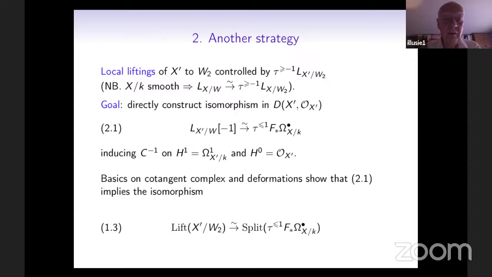So in fact, it's quite simple. The basics on the cotangent complex and deformation show that such an isomorphism in fact implies the isomorphism between the gerbe of liftings and the gerbe of splittings. The reason is that you can view these complexes, when you put them in degree minus one, zero, let's say, as representing Picard stacks. And if you take the dual, then you get the stacks representing liftings or representing decompositions.